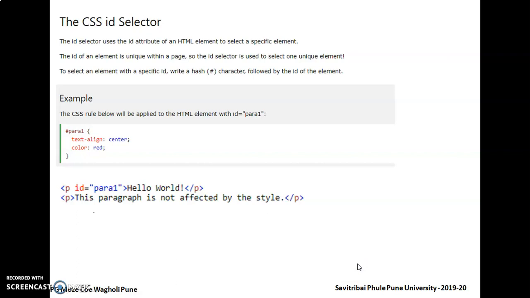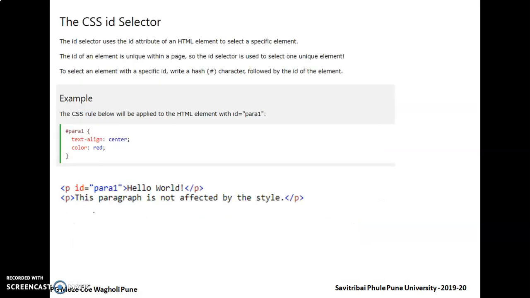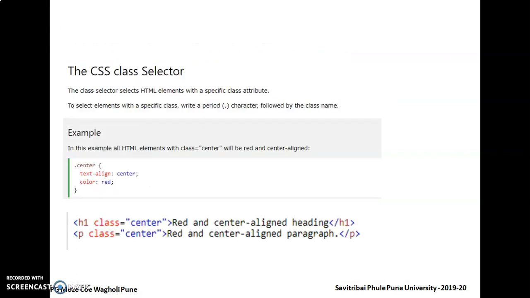Next, the class attribute. The CSS can be applied to the class attribute using the dot character. For the ID attribute you use a hash character, and for the class attribute you use a dot. Here we have h1 class equal to center, paragraph class equal to center. We can apply these properties using the class attribute.